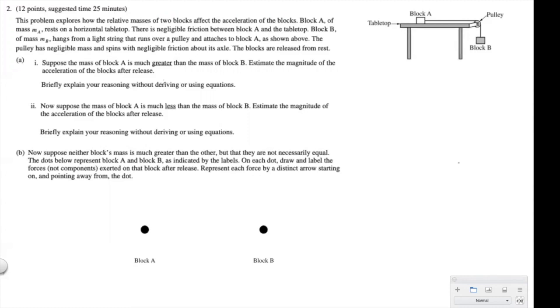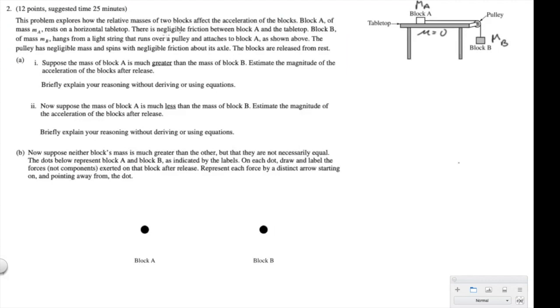All right, so let's get to this one. No more dilly dally. So here we have 2 blocks over a pulley. And so they define our terms. Block A is mass A, block B is mass B. They tell us that there's no friction here, so mu equals 0, and the pulley is massless.